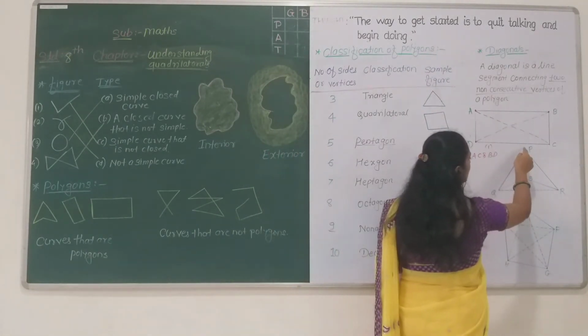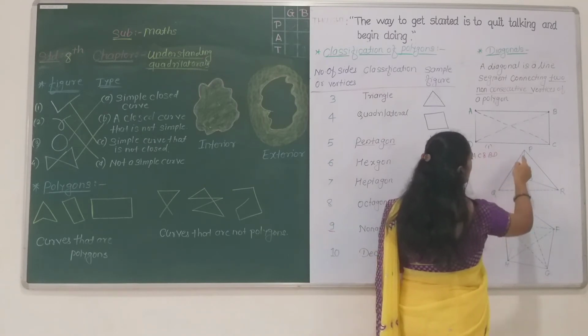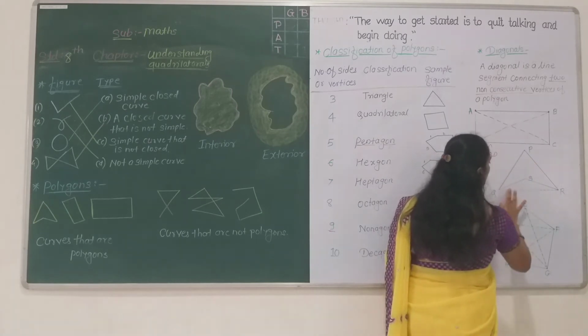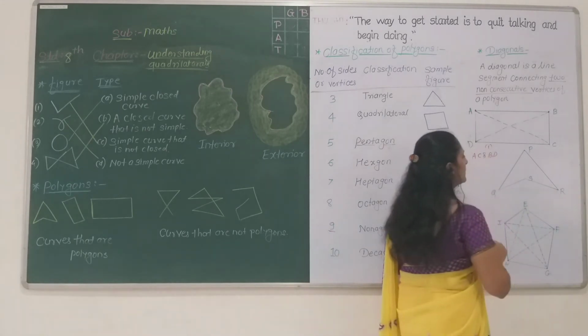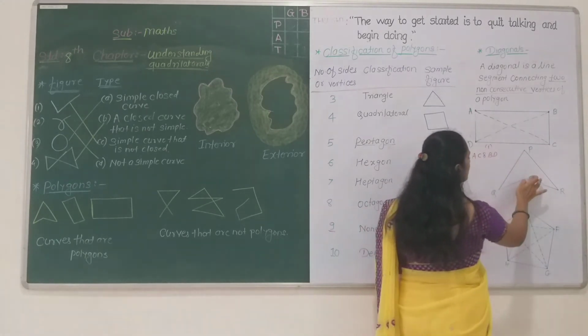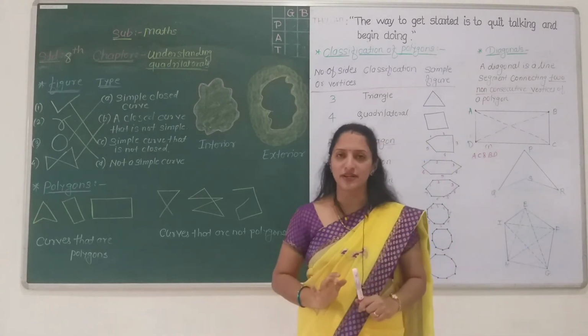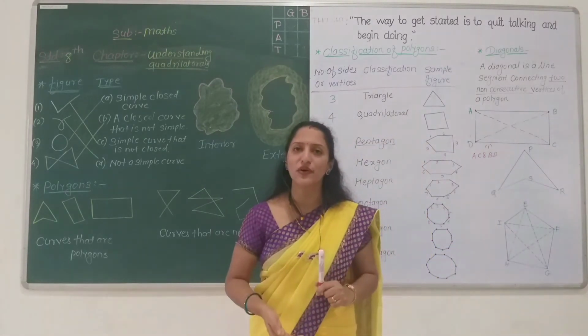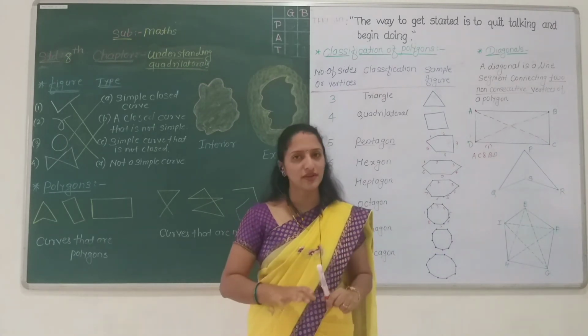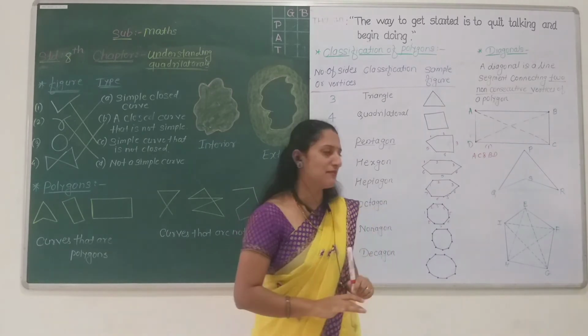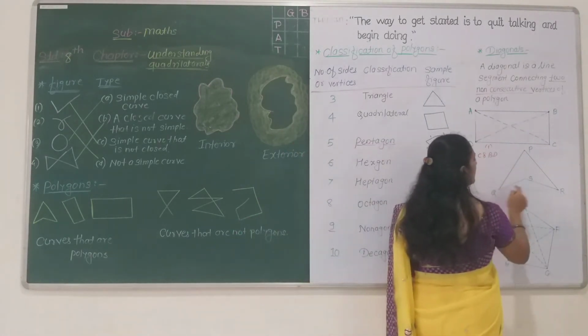Here the line is in blue color. Okay, this is a figure. I will draw this, you will get a better idea. Look at it. Now P, Q, R, S. It is a closed figure, so it is a polygon. Why is it a polygon? Since it is a closed figure. It is a simple closed curve made up of line segments. So this is our polygon.